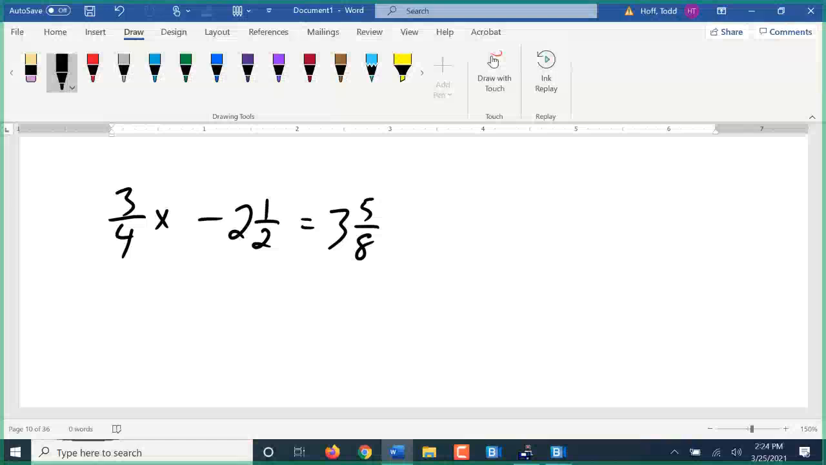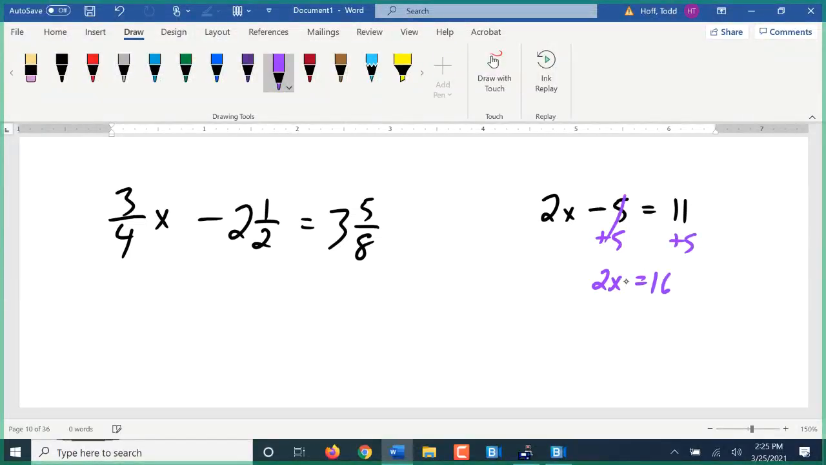This equation, solving it, is no different than having 2x minus 5 equals 11. If I were going to solve this, the first thing I would do is add 5 to both sides. Get 2x equals 16. Over here, even though it's fractions, that's exactly what I'm going to do: add the 2 1/2 to both sides. The 2 1/2 is gone.